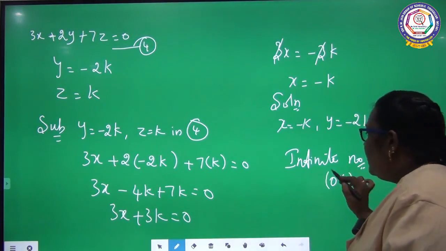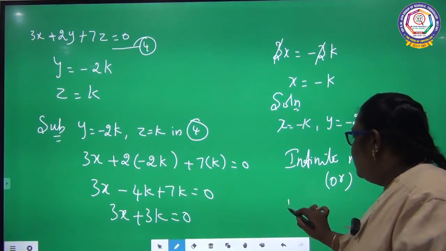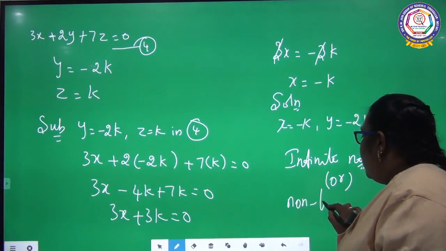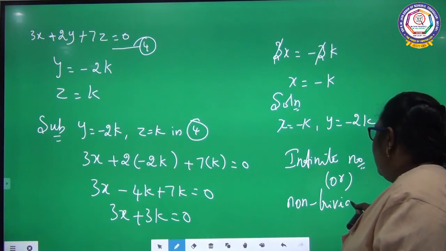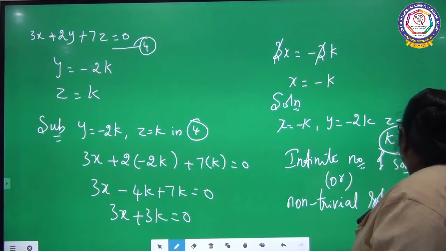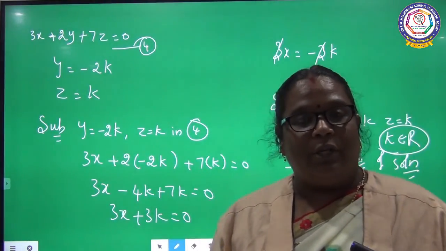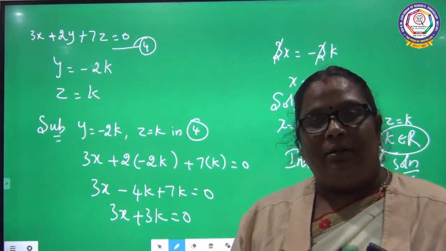You will write: non-trivial solution. Infinite number of solutions, or non-trivial solution. Homogeneous equation. It is nothing but an infinite number of solutions or non-trivial solution.